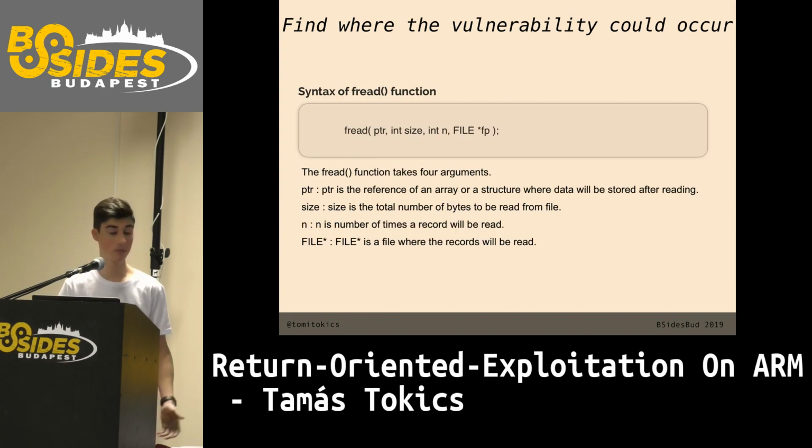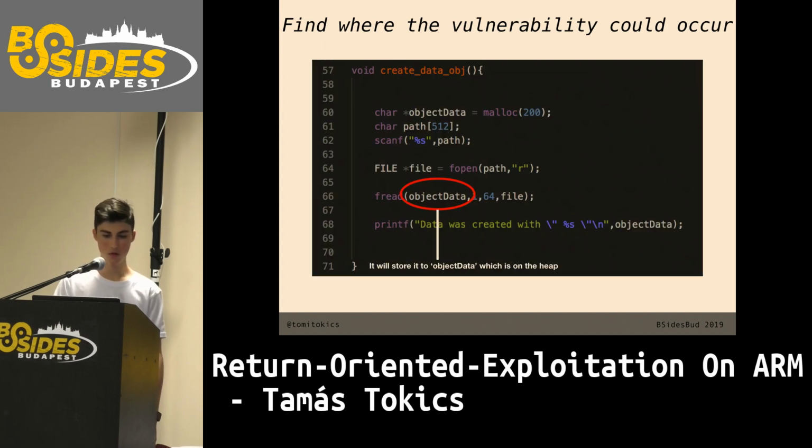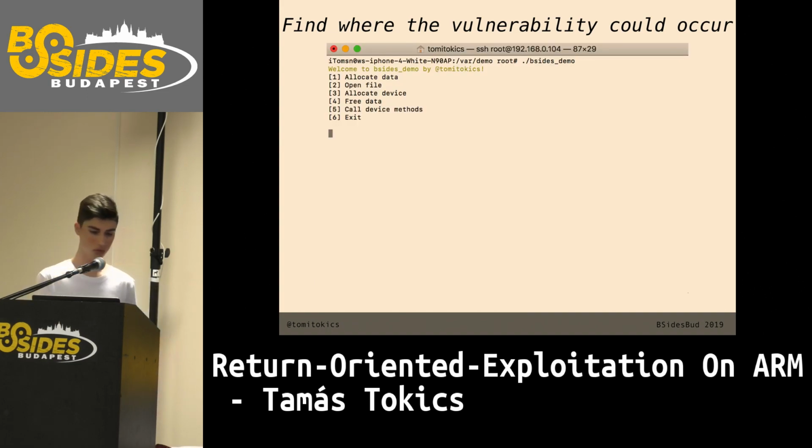Now if you don't know the fread syntax, it takes 4 arguments, and we're interested in the first one. The first one is a pointer, a reference to an array or a structure where the data will be stored after reading. So it means it will store it to the object data which is on the heap. So let's continue our journey.